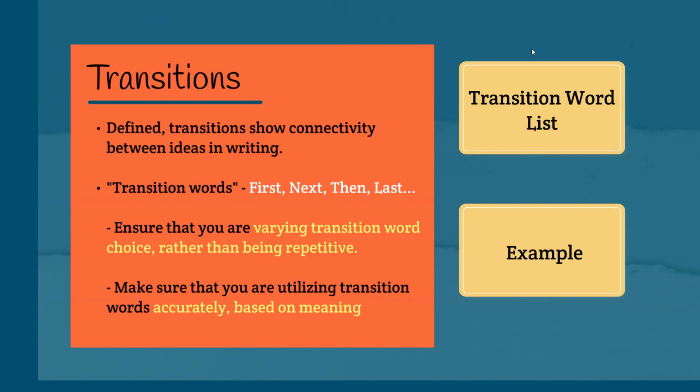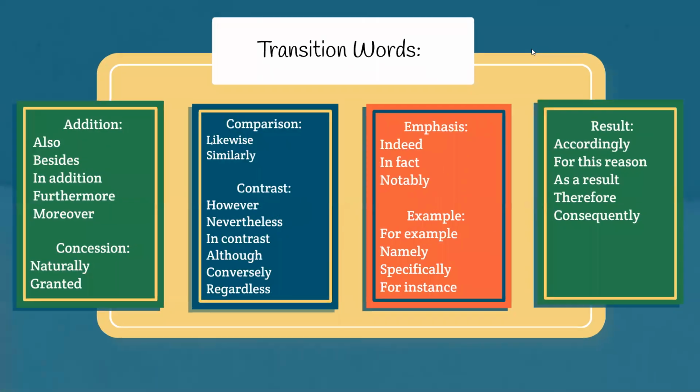First, that we are varying our transition word choice. We don't want to use the word next and then use the word next again. That can be very repetitive and distracting to our audience. We also want to make sure that we are utilizing transition words accurately based on their meaning. Let's take a look at transition words and meanings and see how this works.